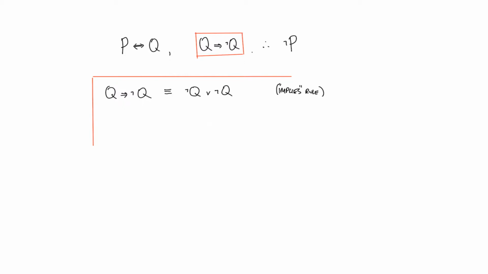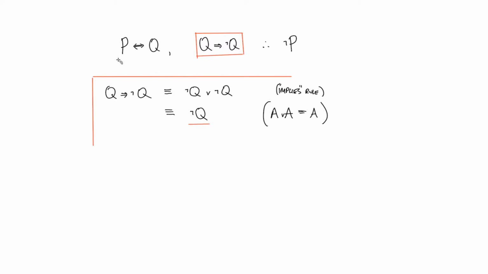And assuming that someone believes these premises, if they believe Q implies not Q, then they should believe this, because these always have the same truth value. They're logically equivalent, so anyone who believes this must believe this. And I can go another step further here and say that this is also equivalent to just not Q. If I have anything or with itself, that's just equivalent to the thing itself. And what that tells me is I can conclude not Q from this premise. If you believe this, then you must believe this, so you must believe this.